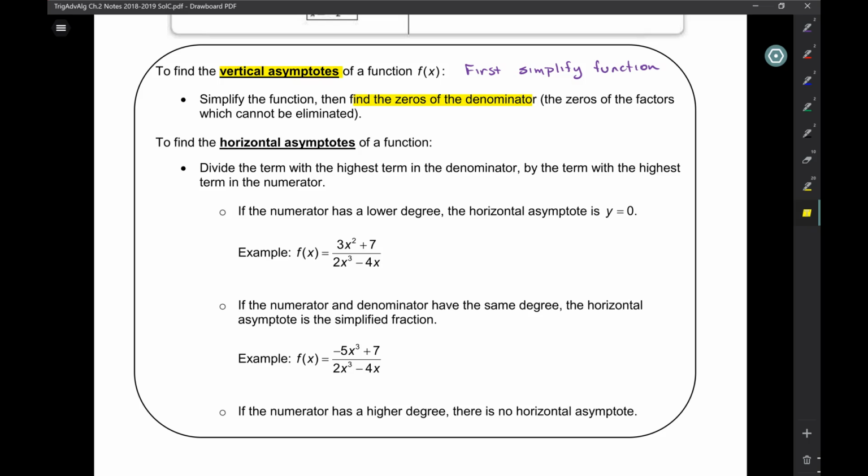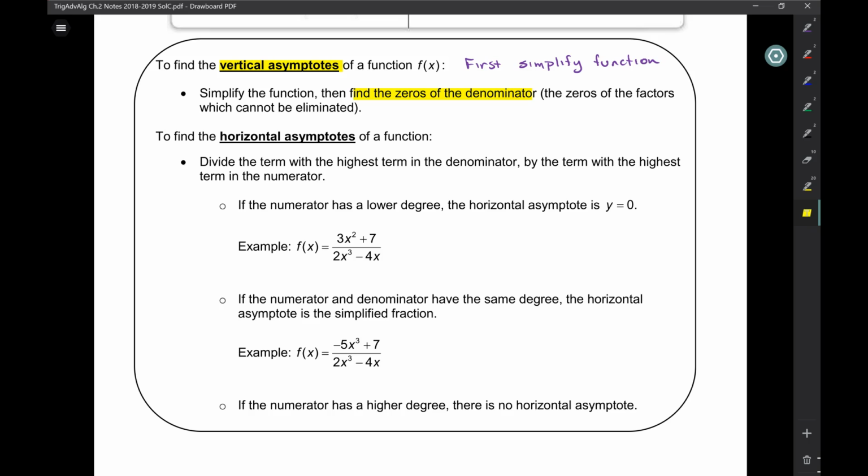Okay? So the horizontal asymptote now is completely different in how we find it. For the horizontal asymptote, what we're going to do is divide the term with the highest degree in the numerator by the term with the highest degree in the denominator.